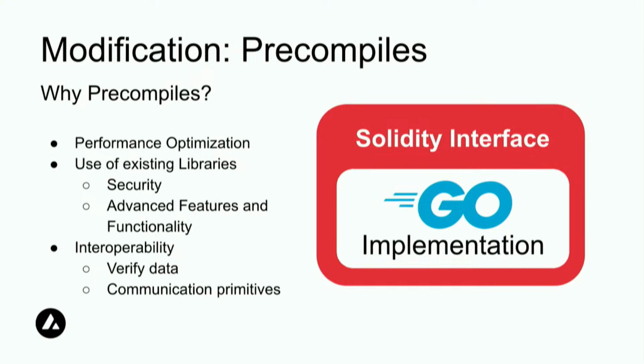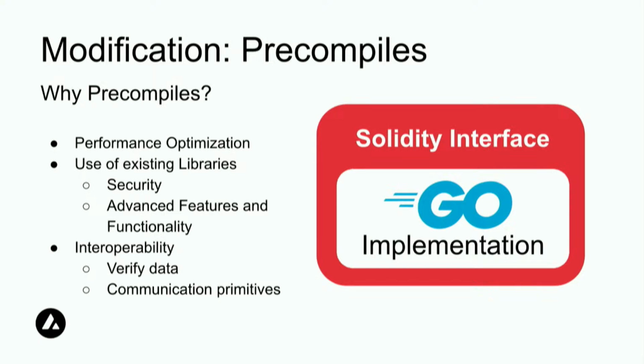You can use existing libraries, which is really nice when you want to create specific things for, let's say, zero-knowledge proofs. You don't need to go and reinvent the wheel in Solidity, but you can just take what's already built in Go and just implement it in your precompile. It will give you more security. You will have more advanced functionality, and it's going to be great.